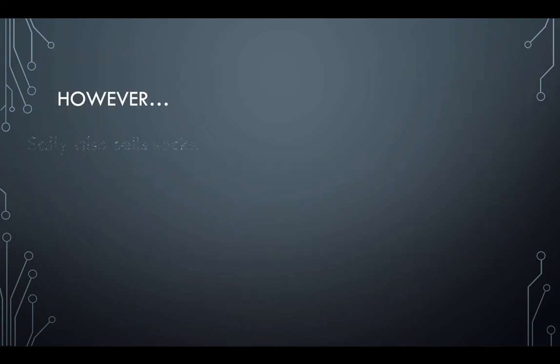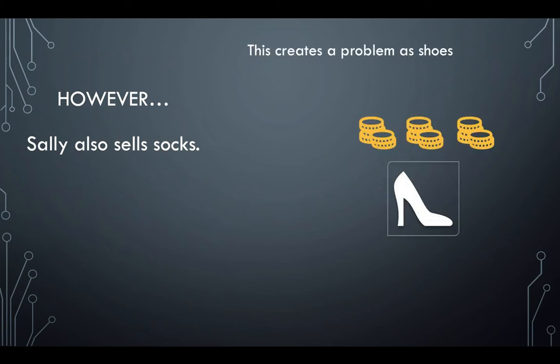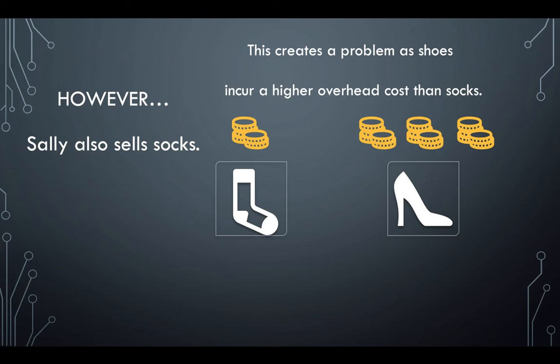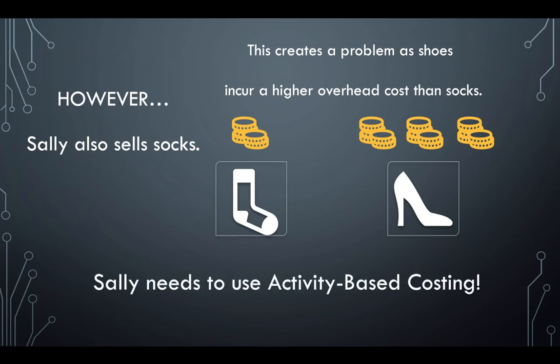However, Sally also sells socks. This creates a problem as shoes incur a higher overhead cost than socks do. In this case, Sally needs to use activity-based costing.